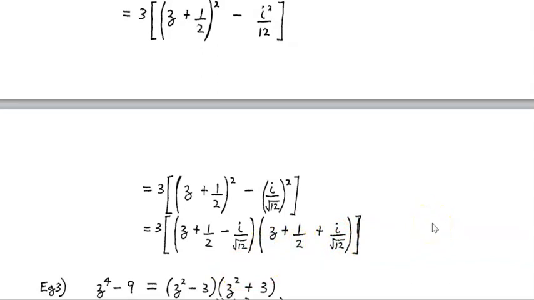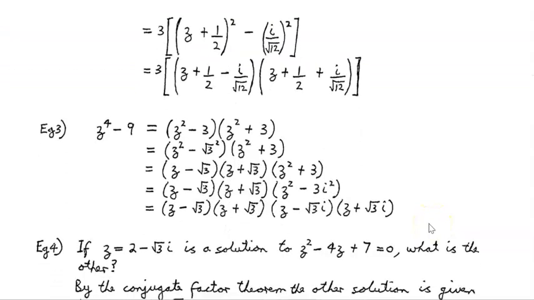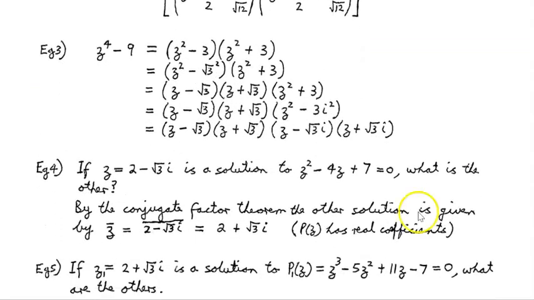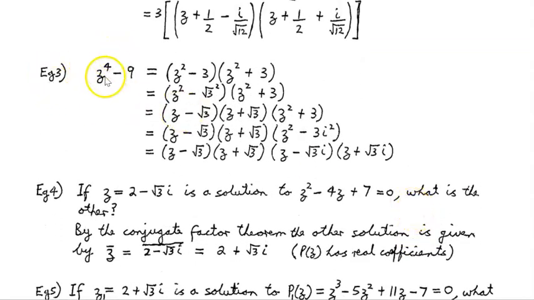Okay, let's just take this a little bit further. Another example now. Let's look at z to the power of 4 minus 9. Well, I could write that as z squared minus 3, difference of perfect squares if you like, times z squared plus 3. Because if I expand that out, I'll have z to the power of 4 minus 9. And what can I do there? Well, I could write that minus 3 as minus square root of 3, all squared, times z squared plus 3.